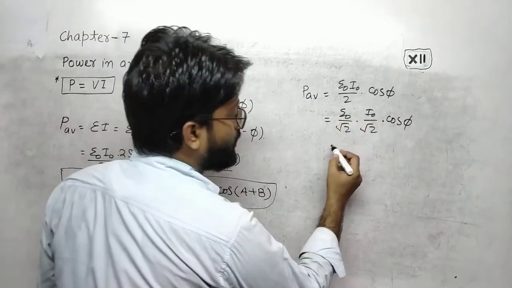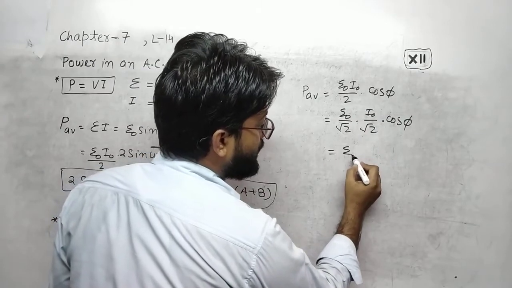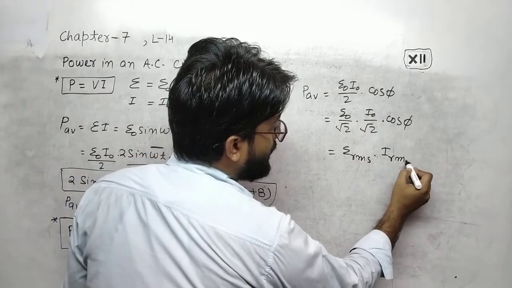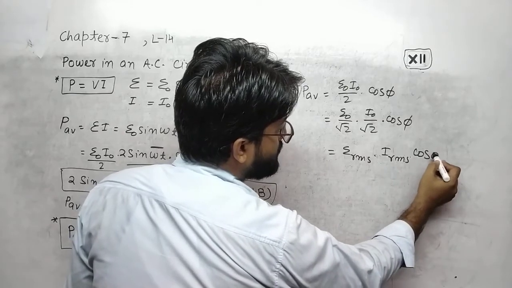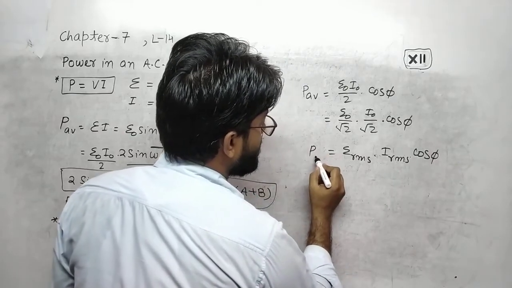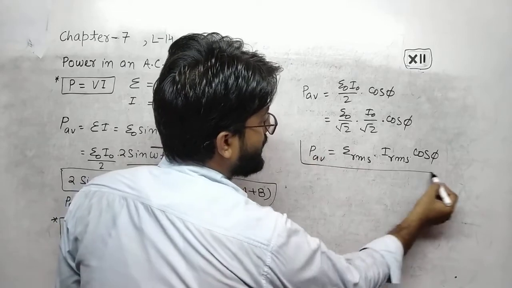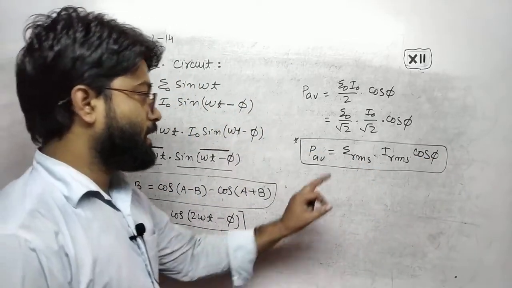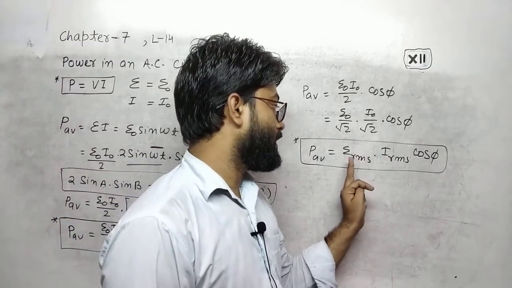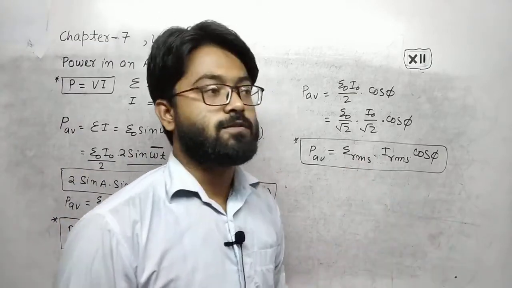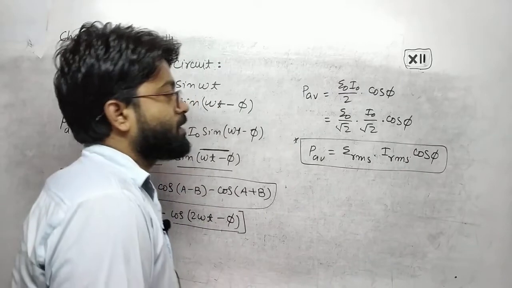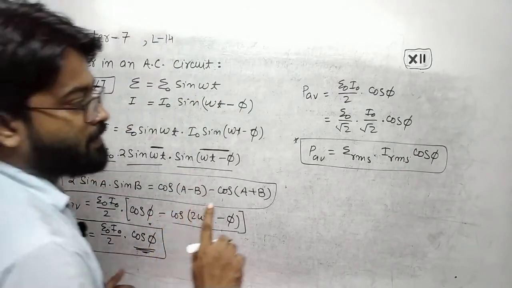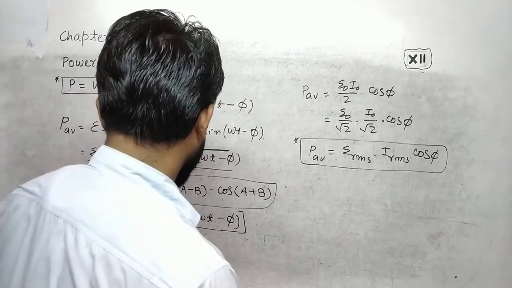E naught upon root 2 is what? It is E RMS and I RMS cos phi. That means average power will be equal to the multiplication of RMS EMF, RMS current and cos phi, where cos phi is the power factor.